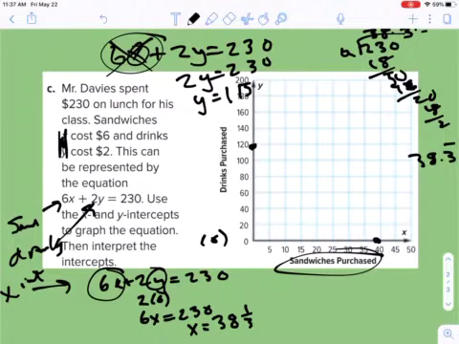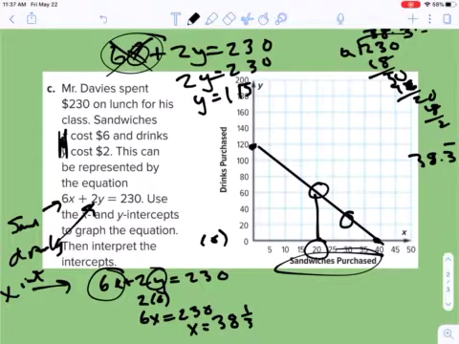Now, the more likely scenario is that he's going to do some combination of the 2. And what's cool about these things is that you draw this line that goes from one to the other, and you can use this to predict, well, if he buys 20 sandwiches, you go up here, he can get about 60 drinks on his budget. Or if he decides to buy 30 sandwiches, then he can only buy about 30 drinks. So that's what's cool about this.